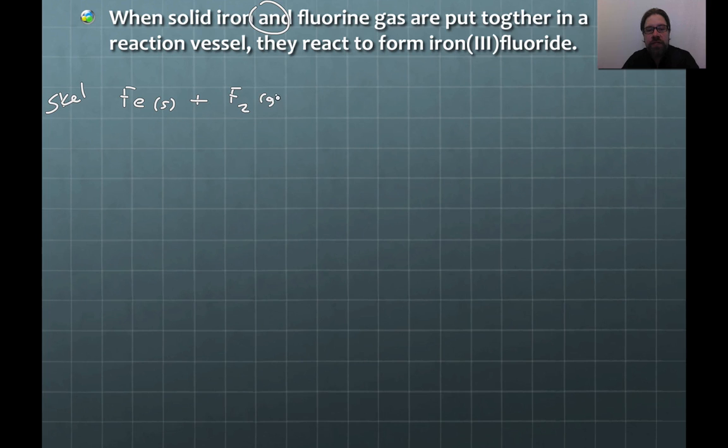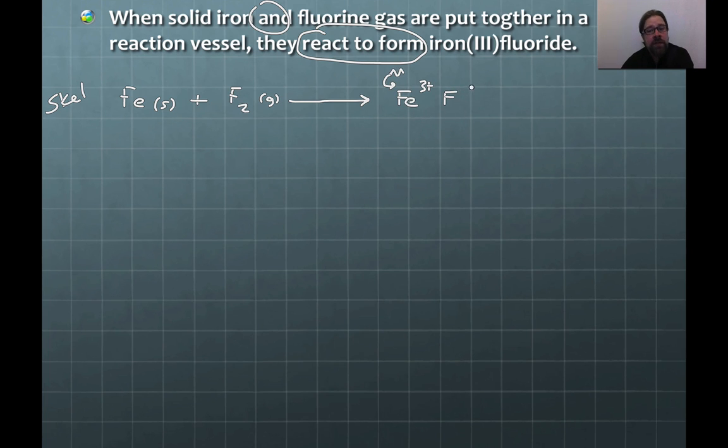And I'll put a little lowercase g after it there, nice and small, so it doesn't visually get in my way. And they react to form, which is my next thing I need to recognize as an action word, meaning yield, and that's produces my arrow in the equation. And I see iron 3 fluoride. So once again, it's telling me that my iron has a 3 plus charge, and fluoride comes from fluorine. And since this thing has a metal that comes first, we know that this thing is ionic. So that means we got to balance this thing out.